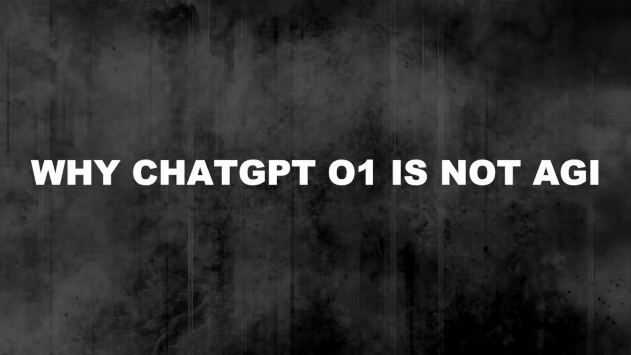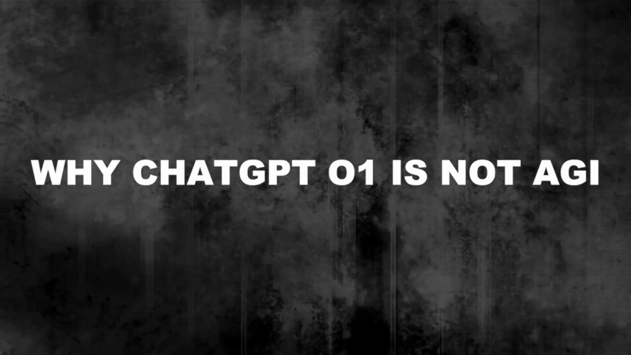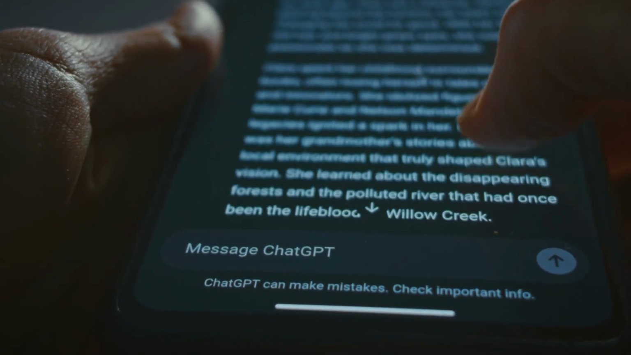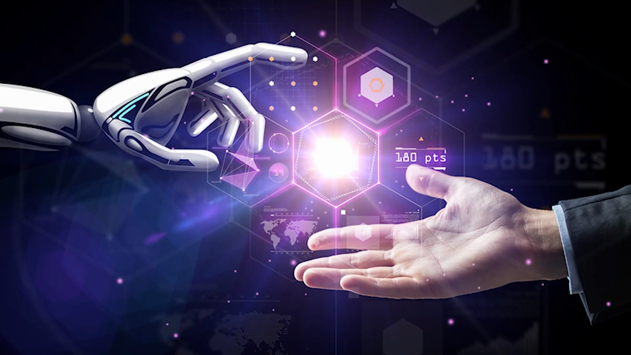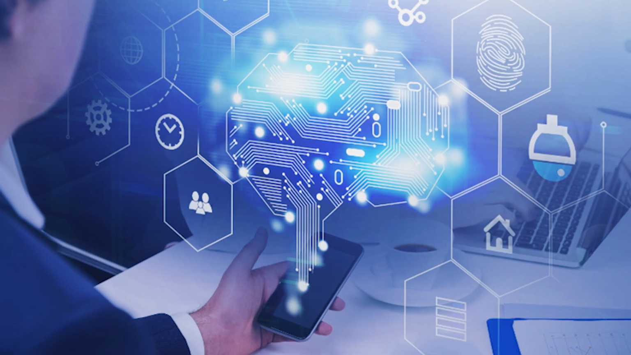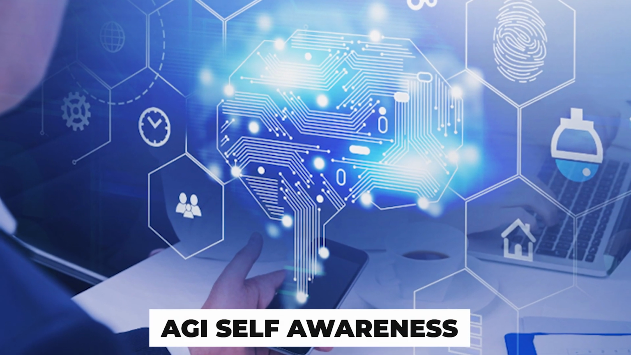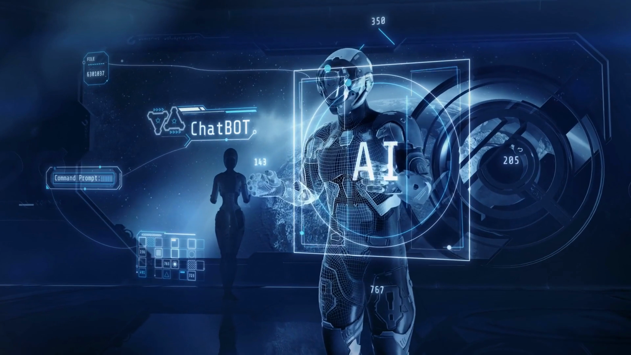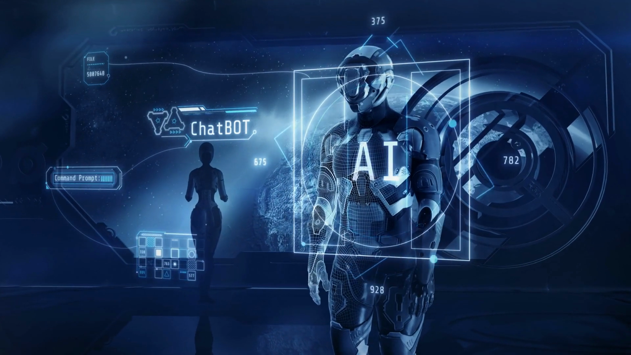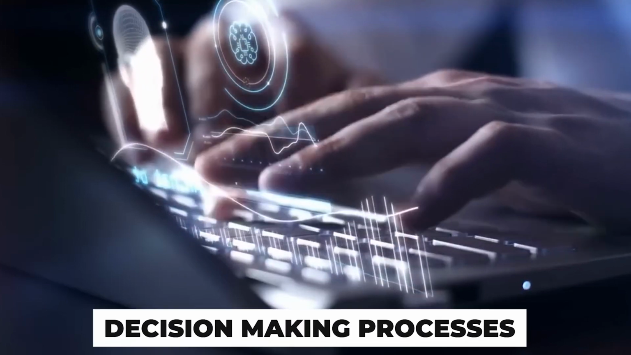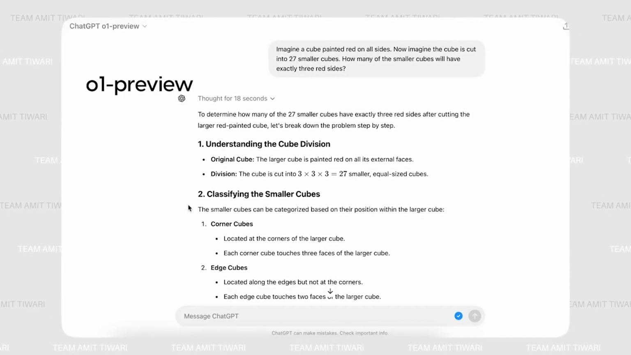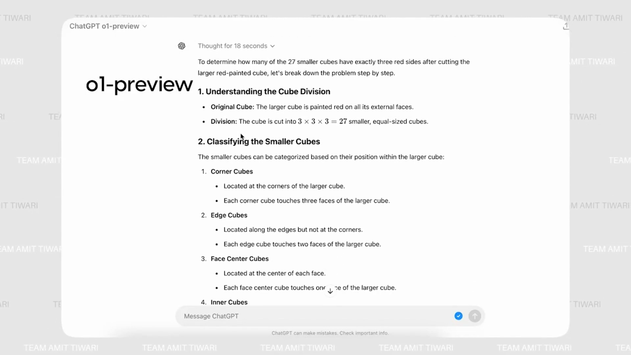Why ChatGPT O1 is not AGI? Here are some key factors that emphasize why ChatGPT O1, or any version like it, isn't the start of AGI. Lack of self-awareness. One key element of AGI is self-awareness: the ability of an AI to have an understanding of itself, its existence, and its role in the world. AGI would be able to reflect on its own internal state and decision-making processes. In contrast, ChatGPT does not have any form of self-awareness.